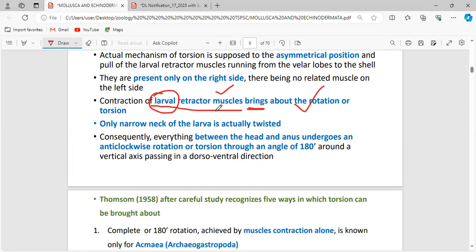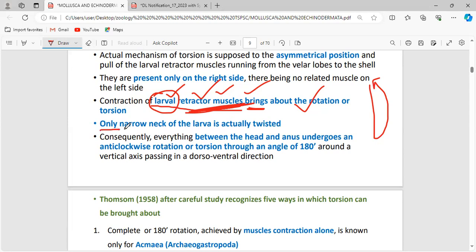Now, contraction, again a muscular contraction. A torsion is nothing but a muscular contraction. What type of muscles is that? Retractor muscles, which are present in the larva. By contracting these muscles, this rotation will be possible.